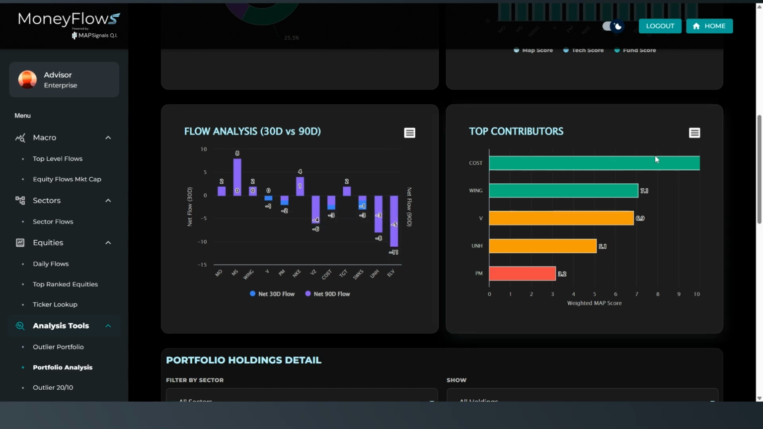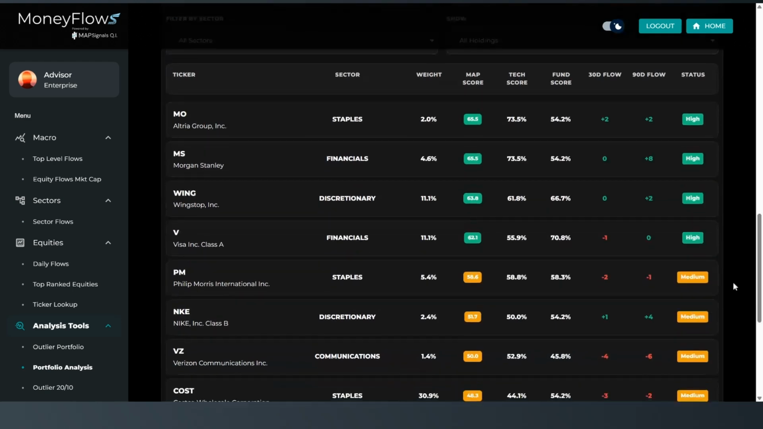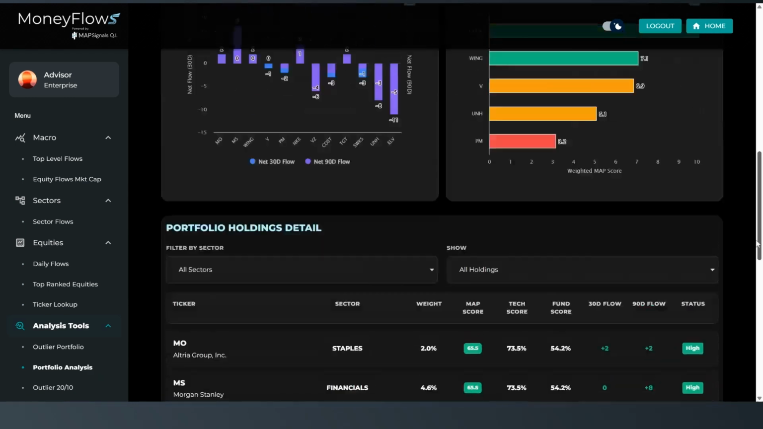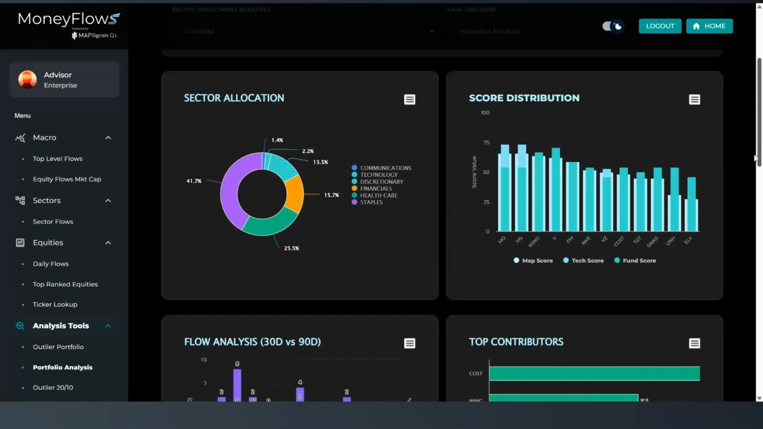Now, in terms of MAP score, what's your biggest contributor to the score? Here we've got Costco, we've got Wingstop, and the lowest would be Philip Morris. Now you can come down here and see all of this flow data based on the tickers that you input. Very powerful stuff, especially when it comes time for you to rebalance.